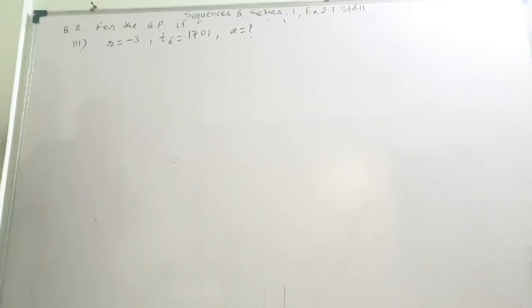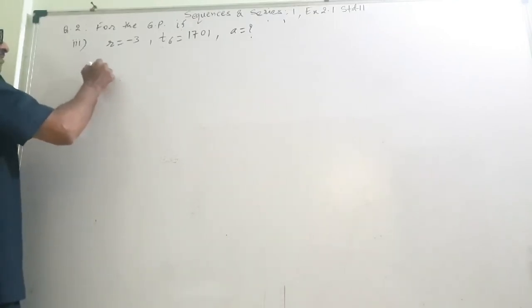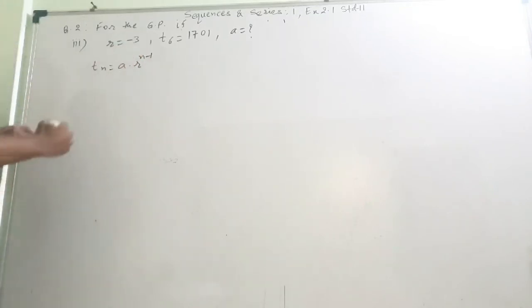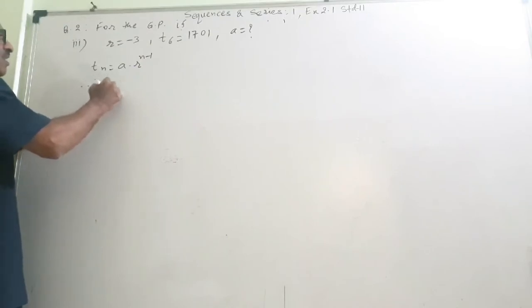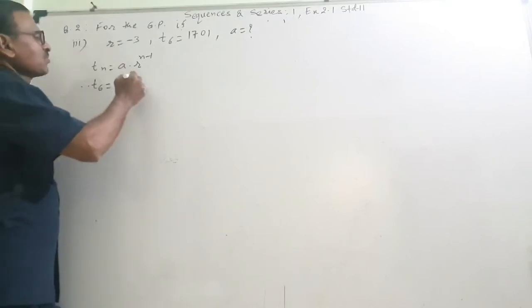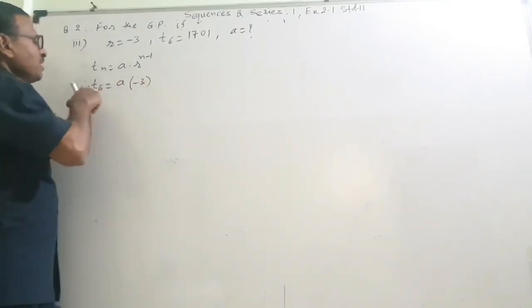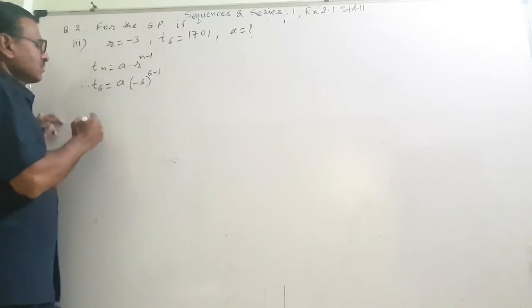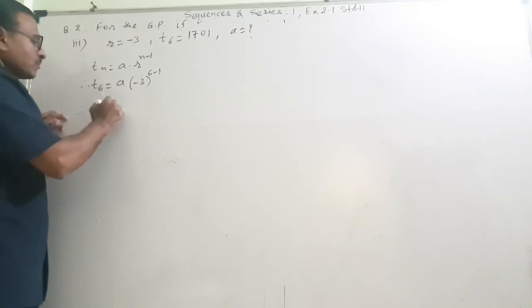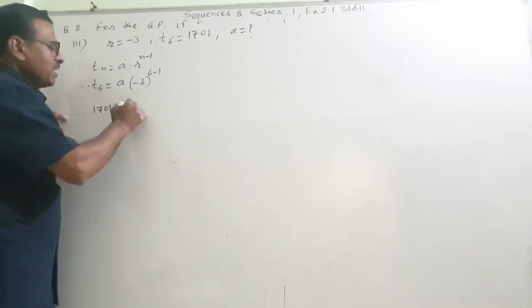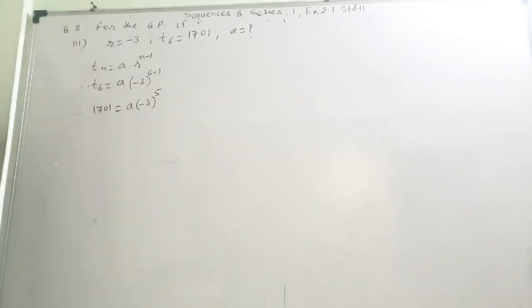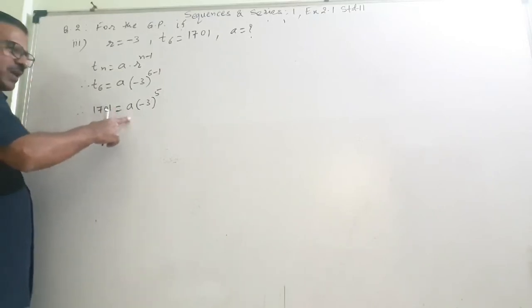So Tn is equal to A into R raised to n minus 1. This T6 is given, therefore T6 equal to A, which we don't know, A I have to find, into R raised to n minus 1, R is minus 3, n is 6, 6 minus 1. But T6 is given to be 1701. That is equal to A into minus 3 raised to 5.